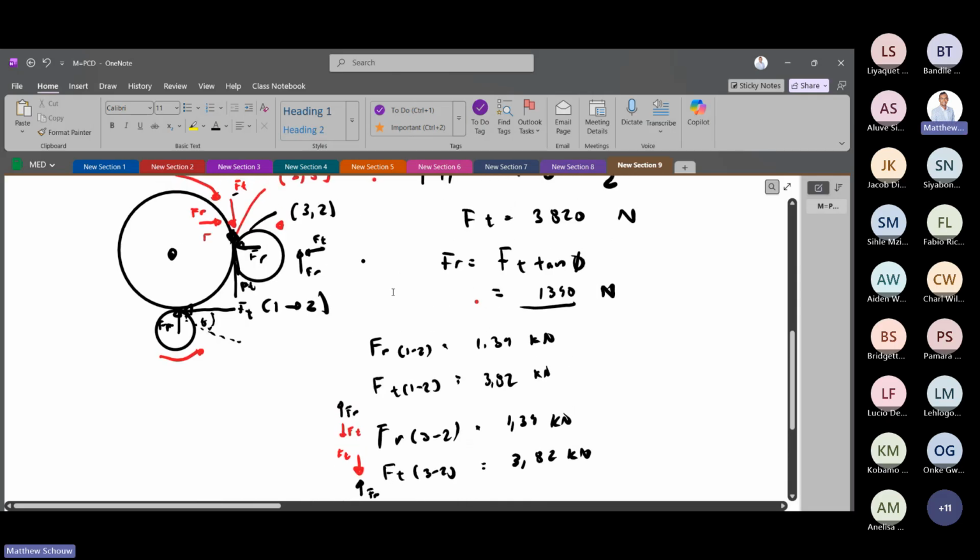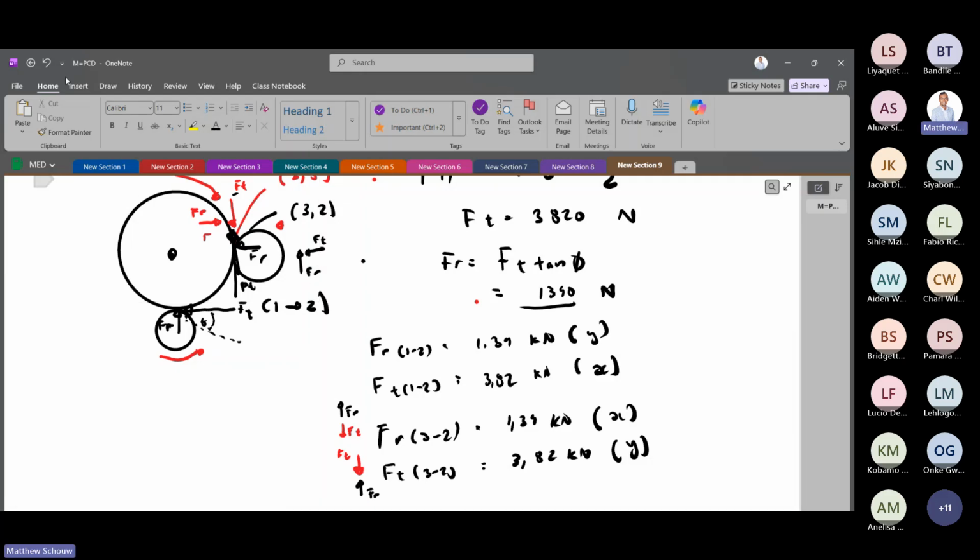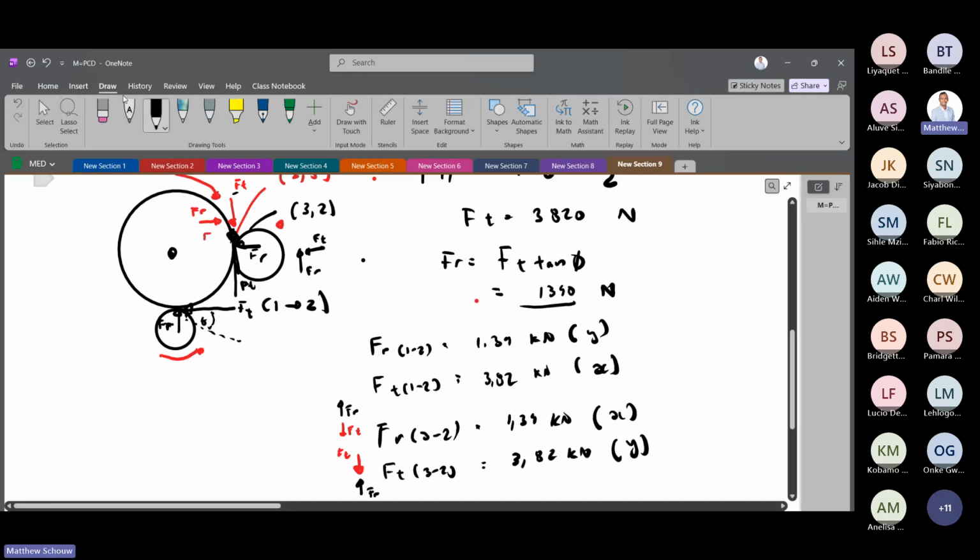Okay, let's say FR is going to be Y, this guy is going to be X, this guy FR is X, and this guy here FT is Y. I hope you guys can see that over here. I messed up with these signs, you guys. Sorry, man. I'm realizing now.